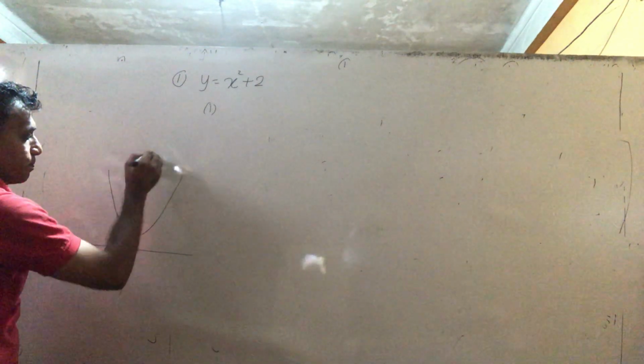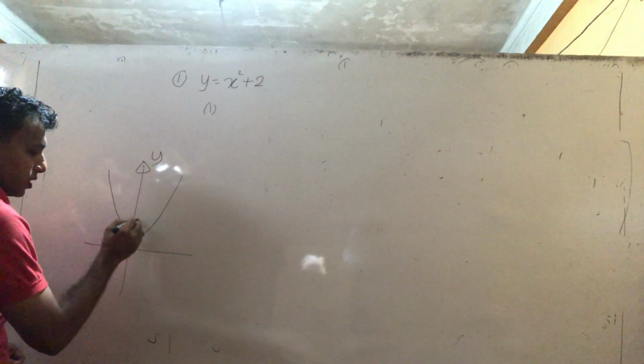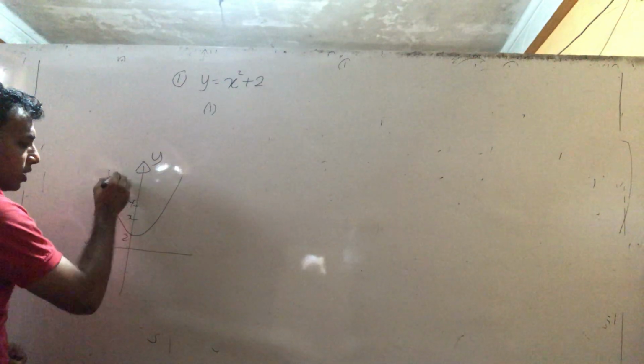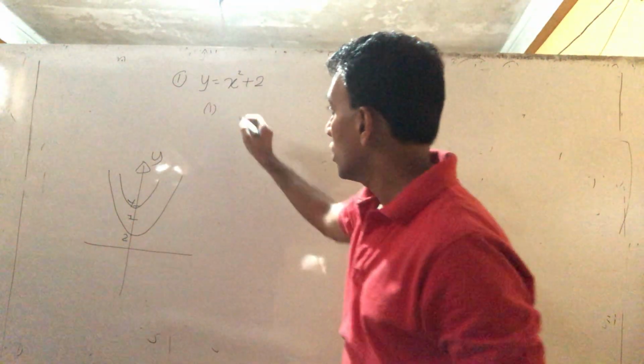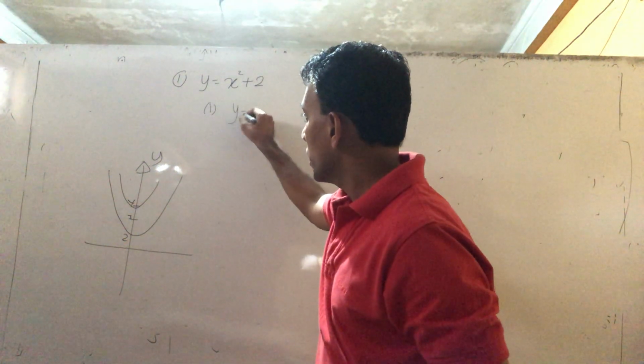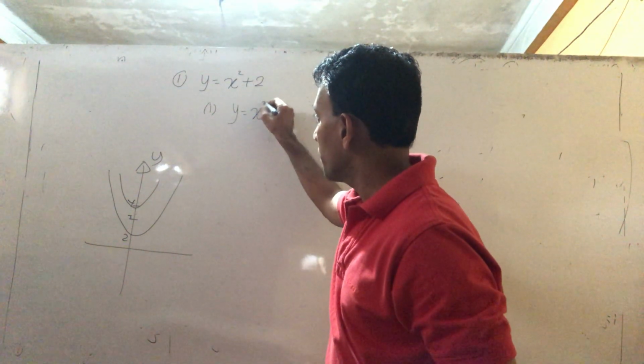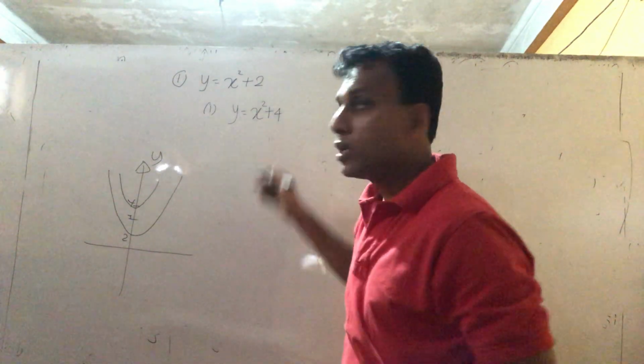Here the y, what happened? 3, 4. It goes through 4, right? So what is the equation there? Y equal x square plus 4. That's the equation.